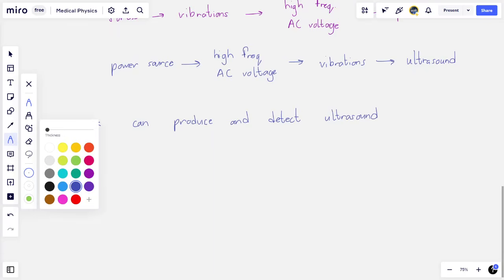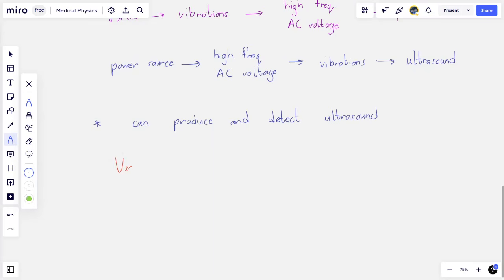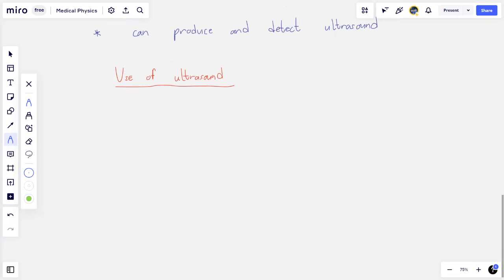Okay, and so now we have to talk about the use of ultrasound. So how do we use it in order to generate an image? And again, we're going to discuss this very rapidly, very briefly. It is your job to make sure that you go and understand the process thoroughly. Basically what happens is, if you've ever seen an ultrasound or have been for an ultrasound, you know that the device is placed onto the skin.